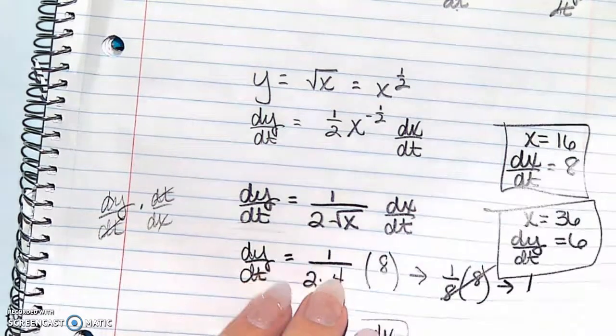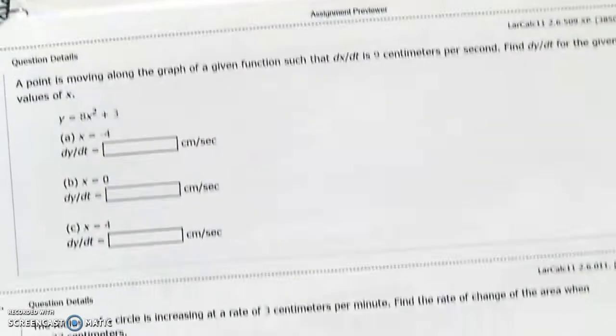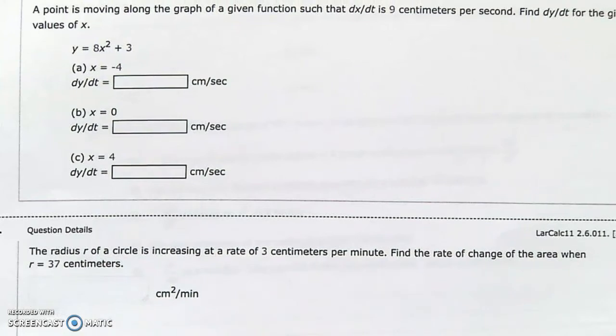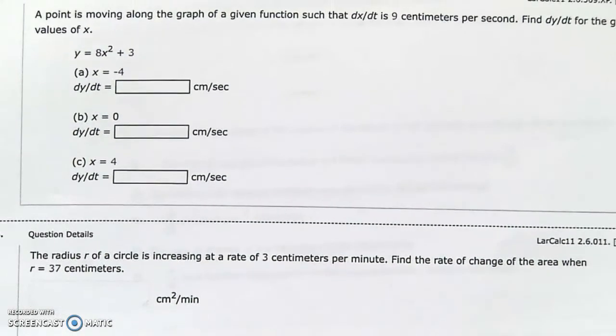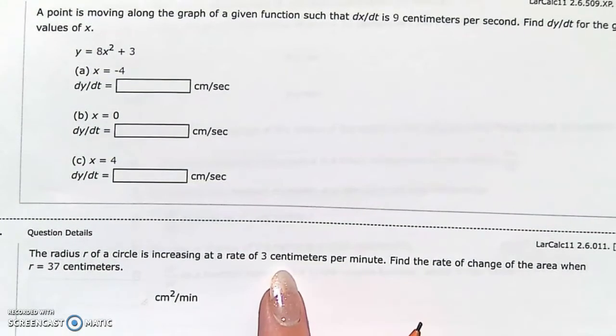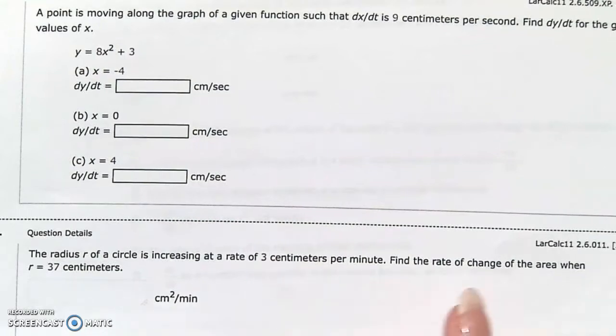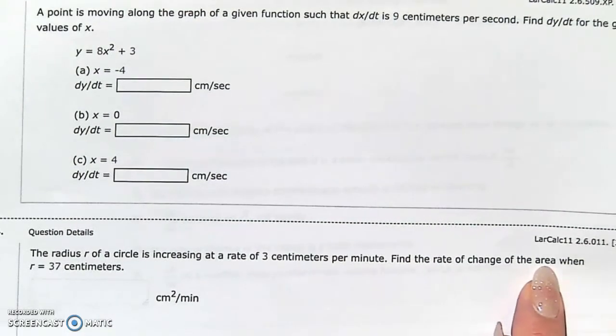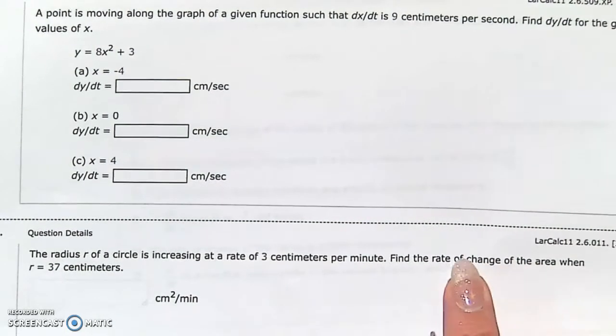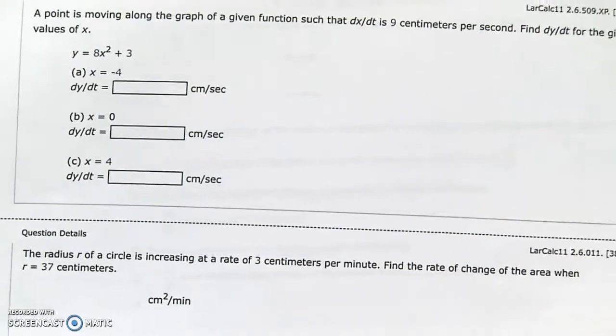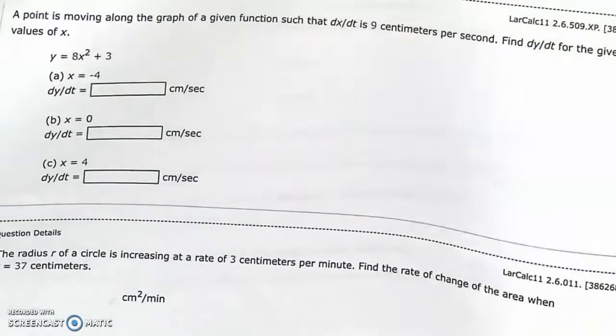All right, so let's do number 4. We have the radius of a circle is increasing at a rate of 3 centimeters per minute. Find the rate of change of the area. So I'm trying to find how area is changing, which means I'm trying to find dA dt.